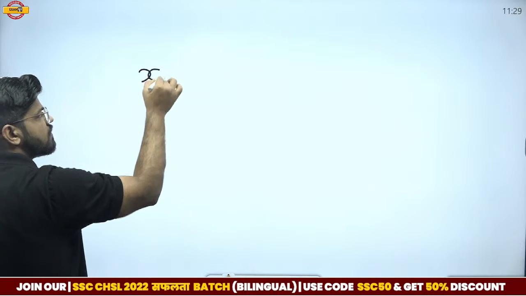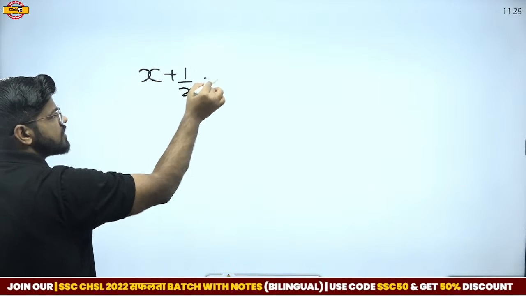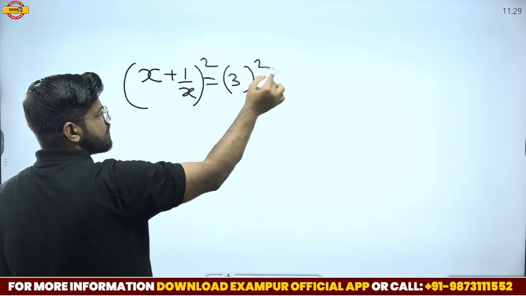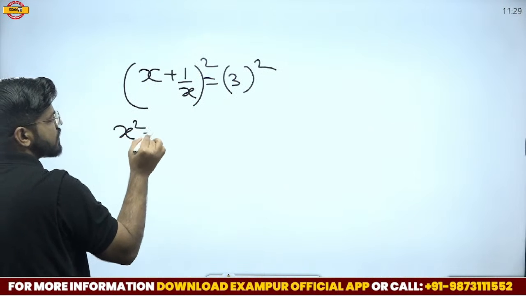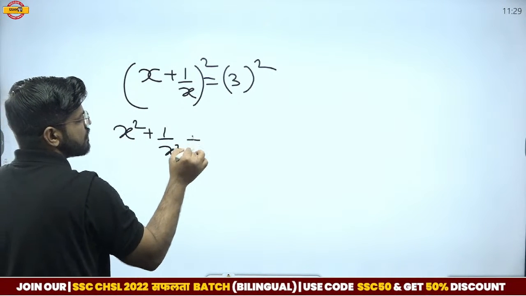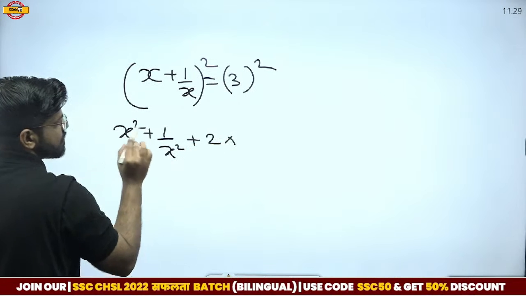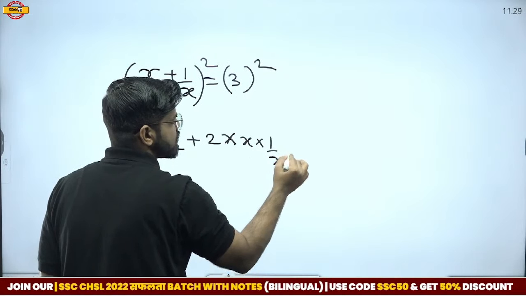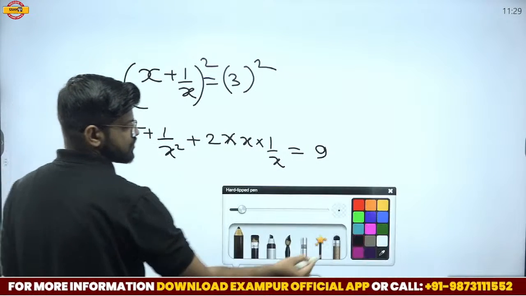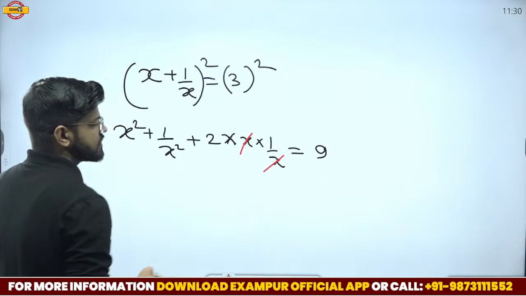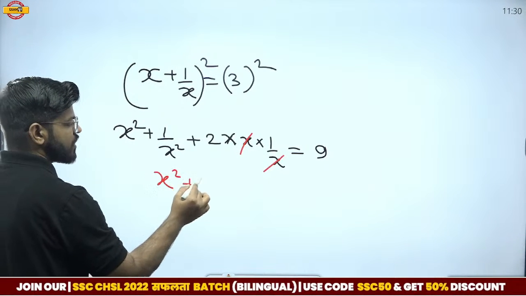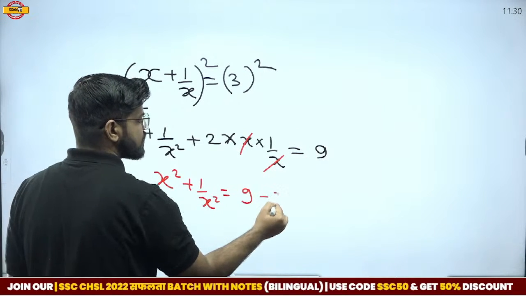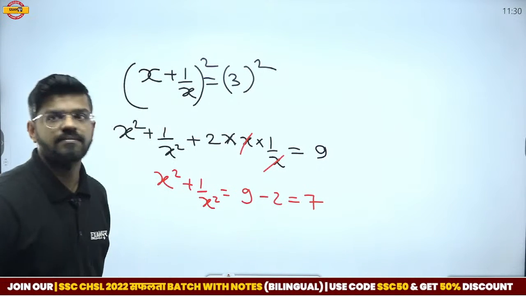So we have x plus 1 upon x is equal to 3. Squaring both sides, we are getting x square plus 1 upon x square plus 2ab. A square plus b square plus 2ab. So what is 2ab? 2 into x into 1 upon x, is equal to 9. So here x and x got cancelled out. So what we are getting? X square plus 1 upon x square is equal to 9. And this will go there, 9 minus 2, and this is how we are getting 7.